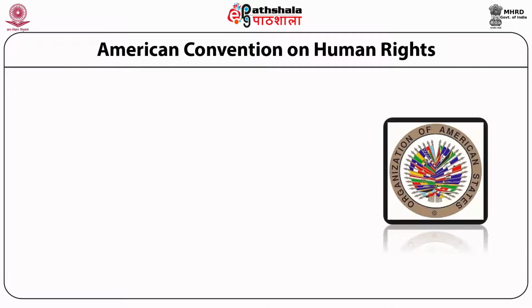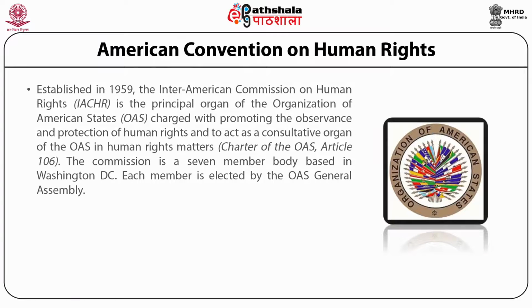Now let's come to the American Convention on Human Rights, another regional instrument that recognizes the right to life. Established in 1959, the Inter-American Commission on Human Rights is the principal organ of the Organization of American States, much like the African Union or the European Union. The OAS, or the Organization of American States, is charged with promoting observance and protection of human rights. The Commission essentially acts as a consultative organ of the OAS in human rights matters.